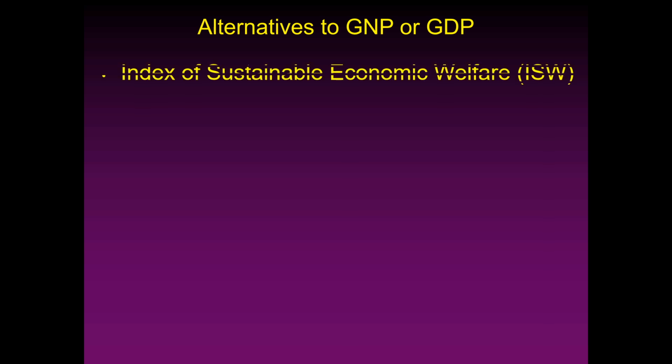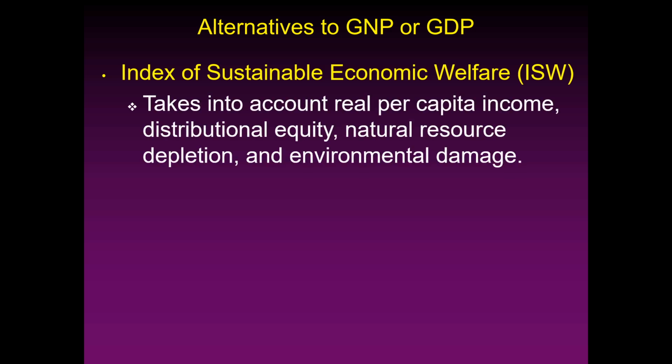So alternatives to GNP and GDP is the Index of Sustainable Economic Welfare. This takes into account real per capita income, distribution, equity, natural resource depletion, and environmental damages. So this takes into account a lot of those factors that will say, like, is this long-term wealth, or is this just very temporary? It looks good on paper, and then in a couple years it's gone.